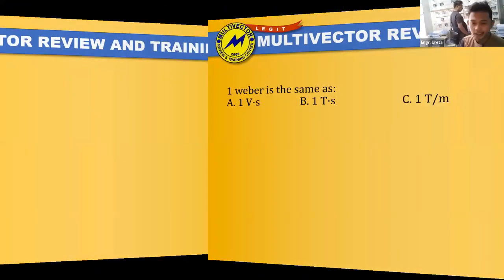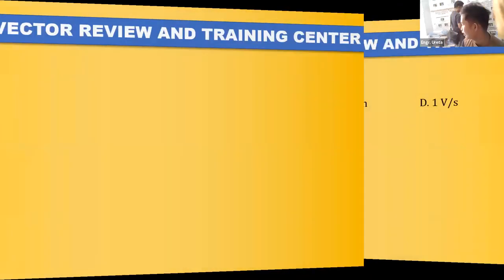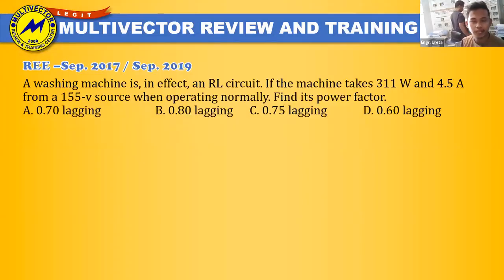Problem number 68, which came out in September 2017 and came back in September 29. A washing machine in effect is an RL circuit. If the machine takes 311 watts at 4.5 ampere from a 155 volt source when operating normally, find its power factor.